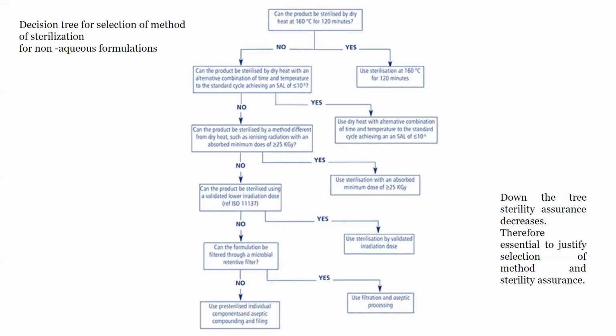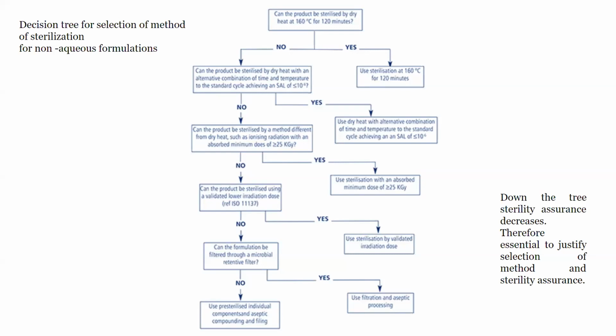If it is not possible, then again try the combinations of temperature and time to achieve a sterility assurance level of less than or equal to 10 raised to minus 6 microbial count by the dry heat method. If you find a proper combination, yes, go for it. If you cannot find it, then go for radiation as the method of sterilization.